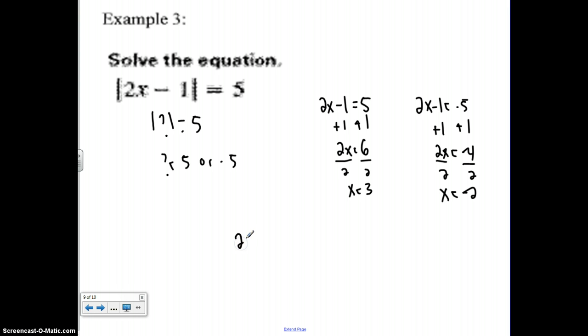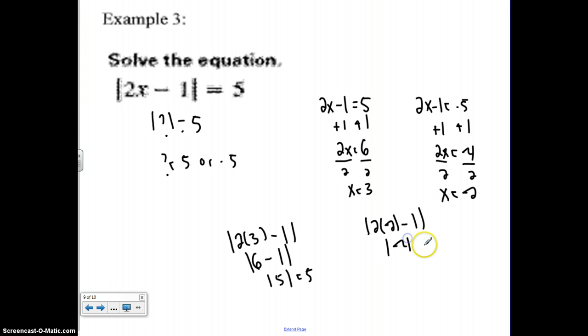So if I do 2 times 3 minus 1, that's the absolute value of 6 minus 1, which is the absolute value of 5, which equals 5. That's what we're looking for. If I do the absolute value of 2 times negative 2 minus 1, that's the absolute value of negative 4 minus 1. That's the absolute value of negative 5, which is also equal to 5.